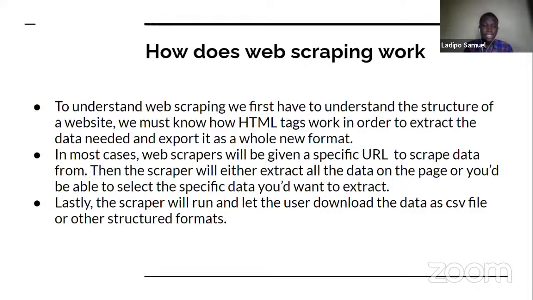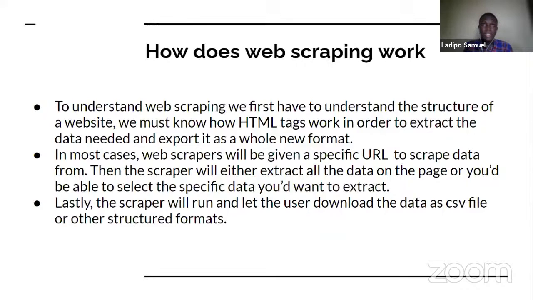In most cases, web scrapers will be given a specific URL to scrape data from. Then the scraper will either extract all the data on the page, or you'll be able to select the specific data you want to scrape. That is why we have to learn to write our own code in order to be able to scrape, because you might not want all the information on the page exactly. So what you would do is you write a script to be able to get exactly what you want from that page.